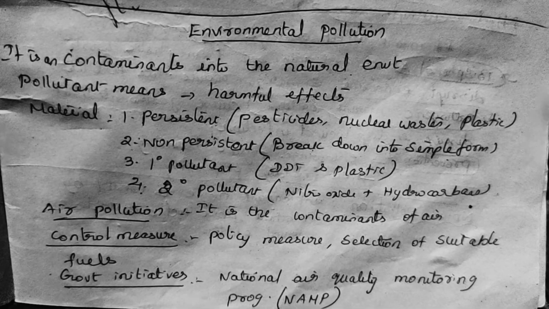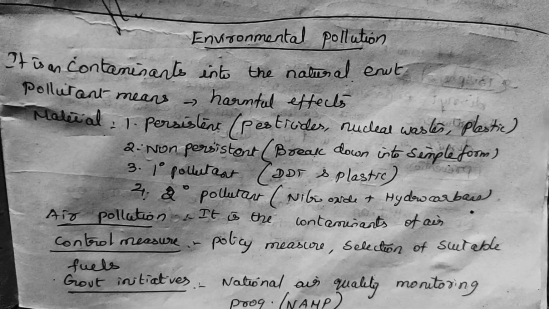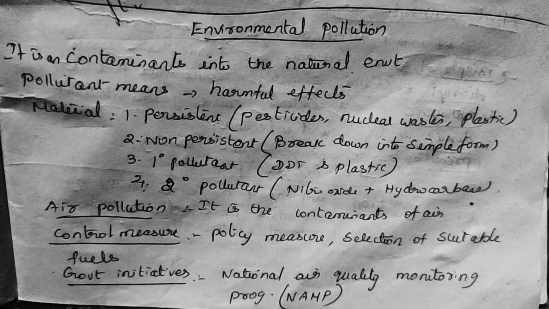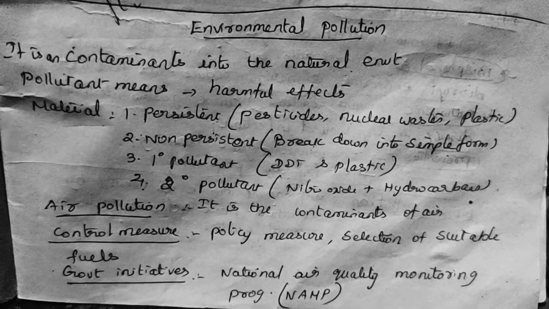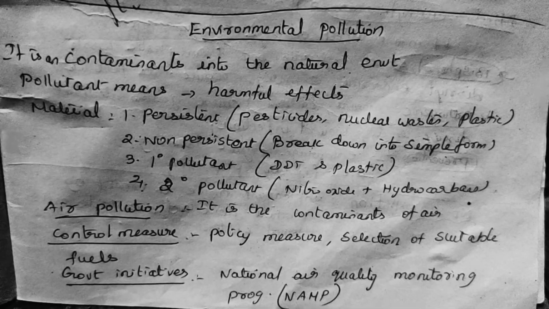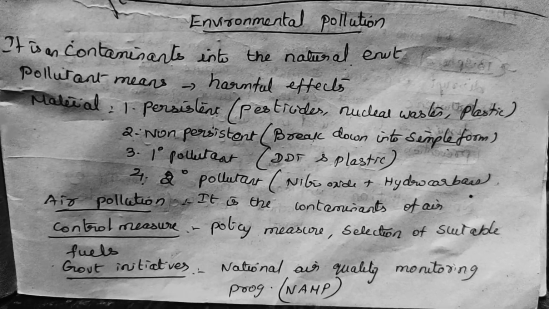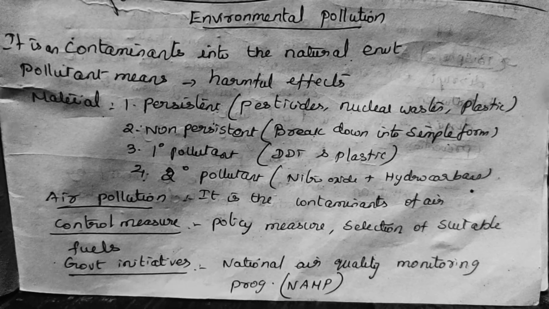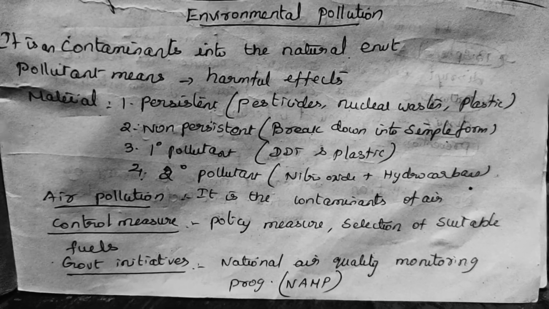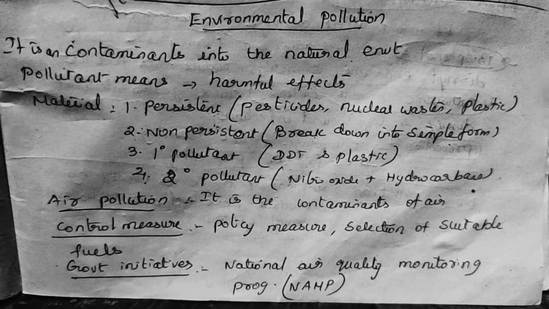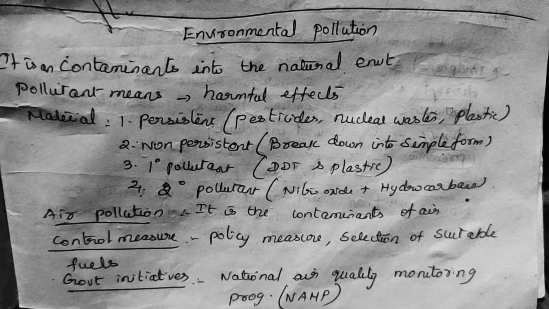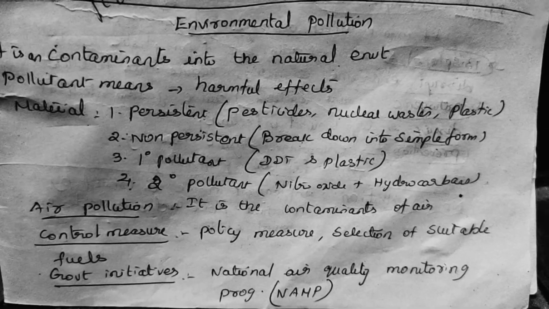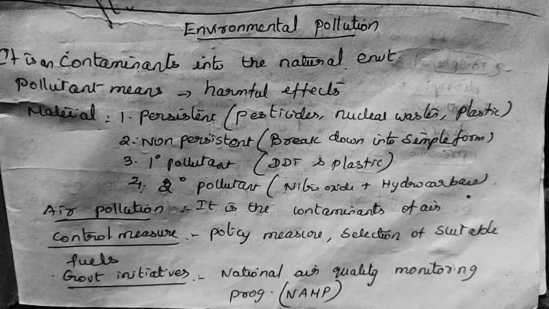The next topic, environmental pollution. This is a contaminant in the natural environment, and pollutants mean harmful effect. Some of the materials are persistent, for example, pesticides, nuclear waste, and plastics, and non-persistent ones break down into very simple forms. Primary pollutants are DDT and plastic, and secondary pollutants are nitric oxide and hydrocarbons.